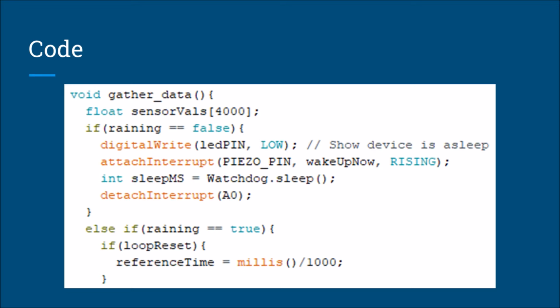So here's our gather data function. First we create a sensor vals array. This will hold all our values that we'll be gathering. And then this code right here in this if statement is for our sleep function, because we want our device to go to sleep when it's not raining.